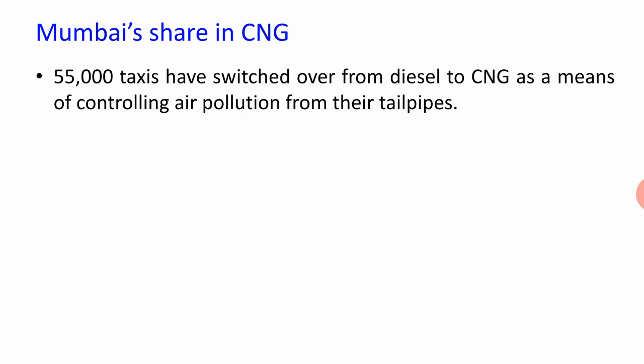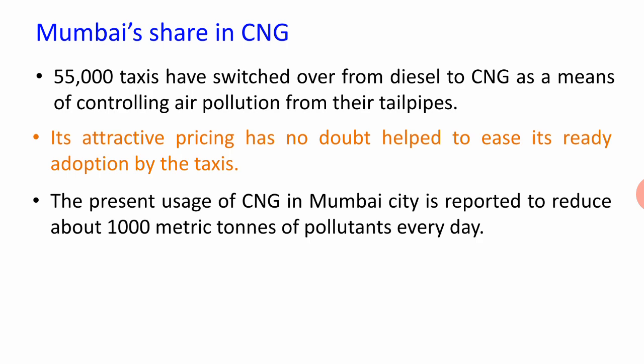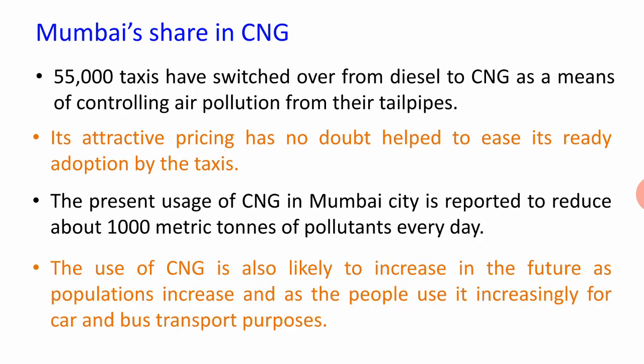In Mumbai, the government has introduced CNG autos and taxis, and more than 55,000 taxis are employing CNG gas. They use compressed natural gas, and on this basis they are reducing pollution. By using CNG, 1,000 metric tons of pollutants are reduced every day. So they are creating carbon credits in that way.